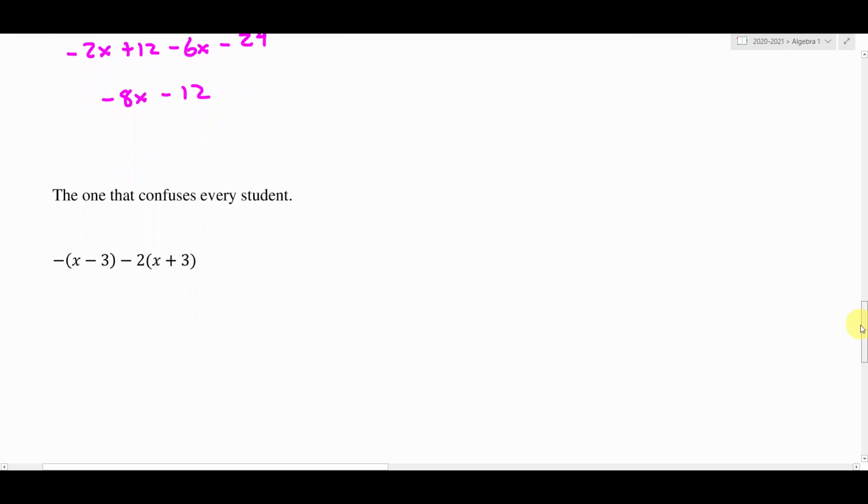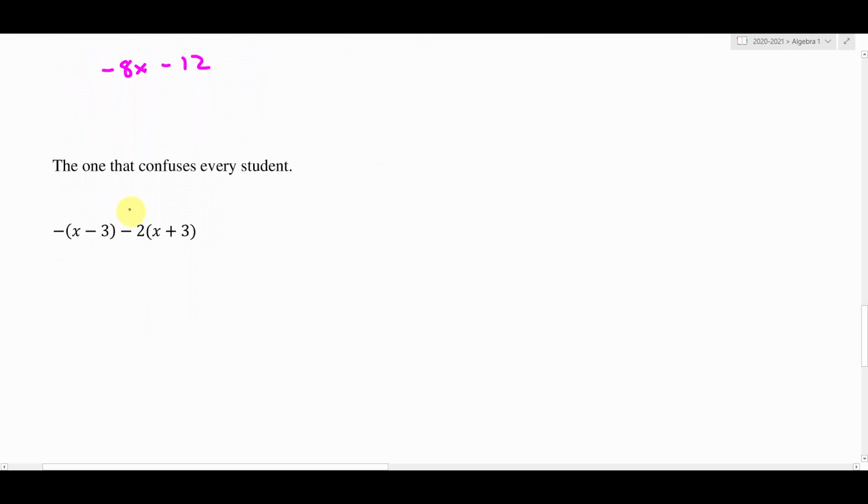All right, now this is the one that confuses every student. And I say that because of 2 different things that are happening here. First, we just have a negative sitting out front of a parentheses, and second, we are subtracting instead of adding in between those 2 parentheses. So when we see this negative sitting outside the parentheses like that, you get to assume that's a -1. So it works just like any other number. I'm going to take -1 and distribute it to each term inside of the parentheses. So when I do -1 times x, we get -1x. When I do -1 times -3, we get a +3.